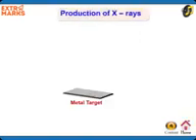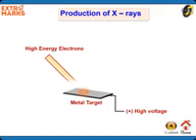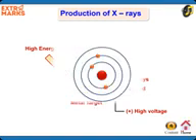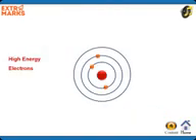X-rays are generated by the excitation of inner shell electrons of an atom. They are generated due to the rapid deceleration of fast-moving electrons on a metal target of high atomic number. Inside the atoms of the metal target, an inner shell electron is knocked out of the orbit after it absorbs the energy of the incident electrons.